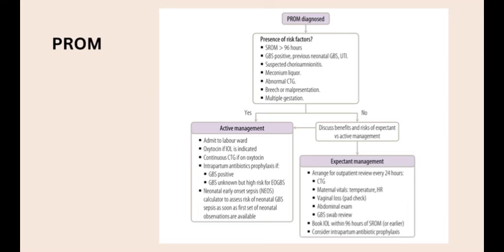The problem is, of course, that if there are a lot of risk factors, like the patient is GBS positive, they previously had neonatal GBS, if they've had a UTI, if there's meconium liquor, if there's abnormal CTGs, any of these risk factors would move you more towards active management, which is that you usually will try to give oxytocin to induce the labor, and you would be giving antibiotic prophylaxis as well if you are GBS positive. But if you are unknown, then you can still consider it as well.